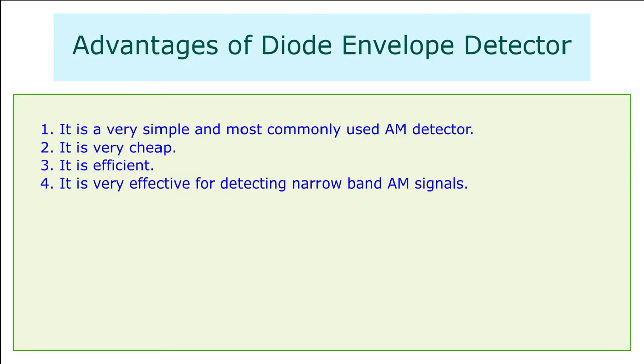Advantages of diode envelope detector. 1. It is very simple and the most commonly used AM detector. 2. It is very cheap. 3. It is efficient. 4. It is very effective for detecting narrow band AM signals.